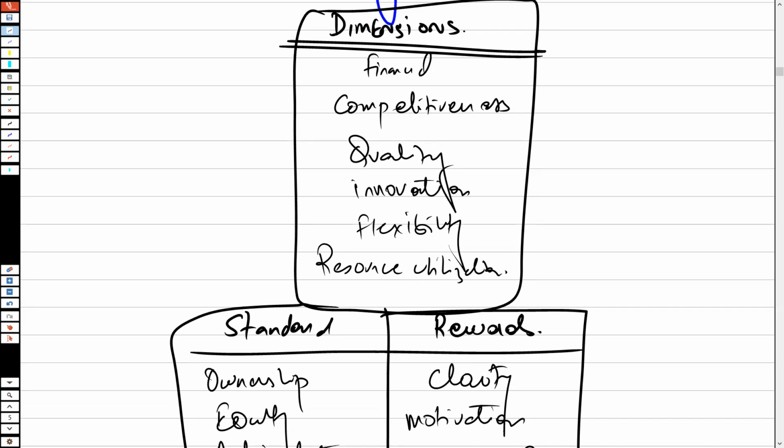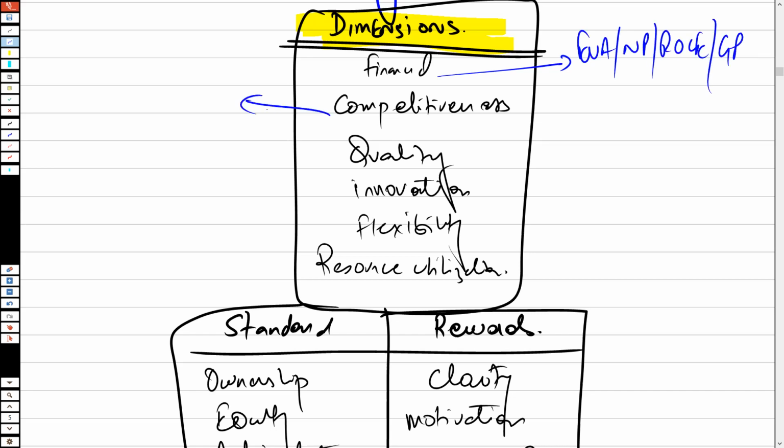So how does the building block model operate? The building block model says that this is the dimensions block. What you should do as an organization is introduce performance measures to measure the different dimensions. What are the different dimensions? The financial dimension, against the shareholder, like the EVA, the NP, the ROCE, the GP, etc. Then you talk about competitiveness. The competitiveness could be the revenue, the market share, the growth, etc.